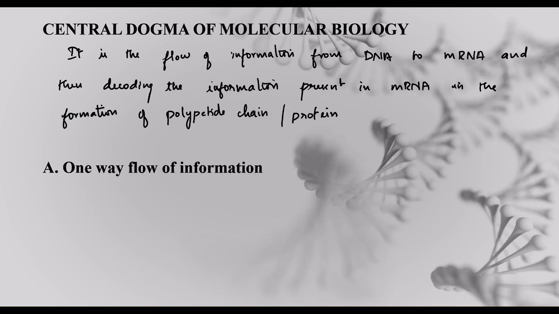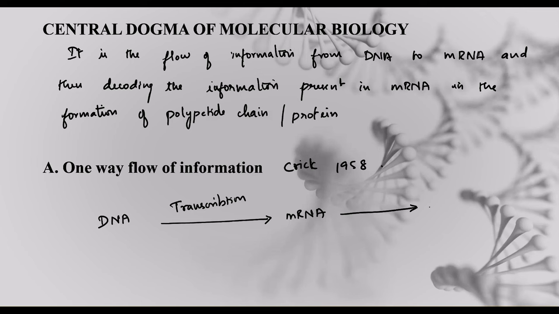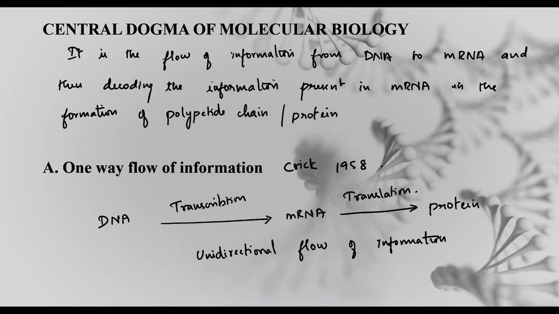First, A, one way flow of information. This was proposed by Crick in the year 1958. He proposed a unidirectional flow of information: the DNA is converted into mRNA, which is called transcription. From the mRNA, it is directed into protein, which is called translation. So Crick proposed this unidirectional flow of information.